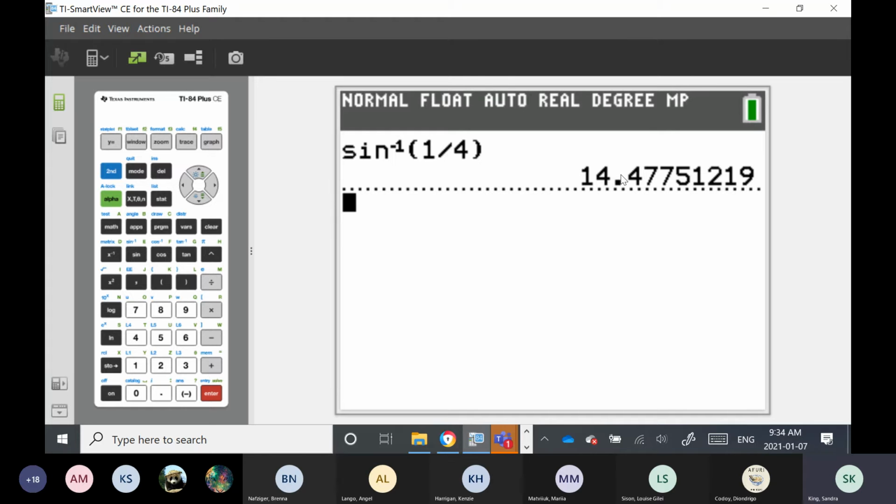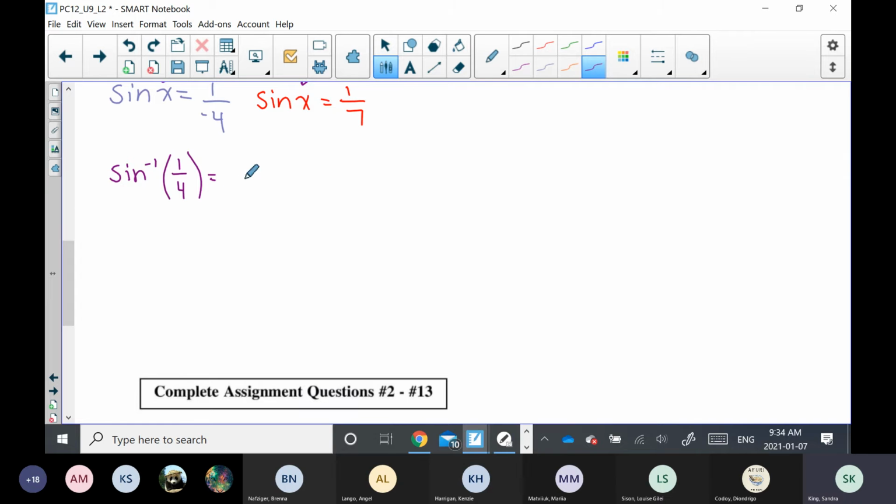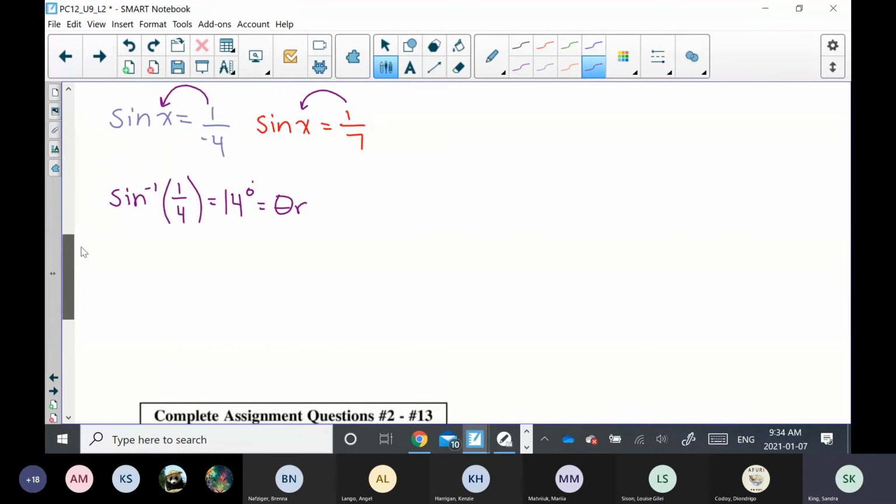Okay, so I'm going to show you something interesting. So we're going to write 14 degrees. And that's my reference angle. And then what I need to do is find, according to CAST, where is sine negative? And I'm going to put a check mark here and here.